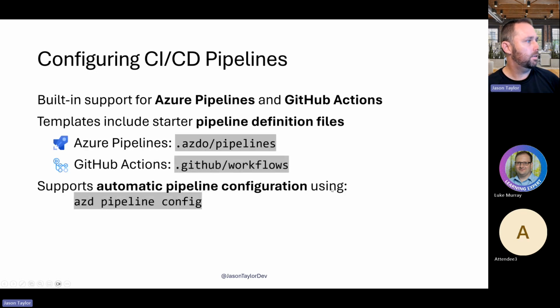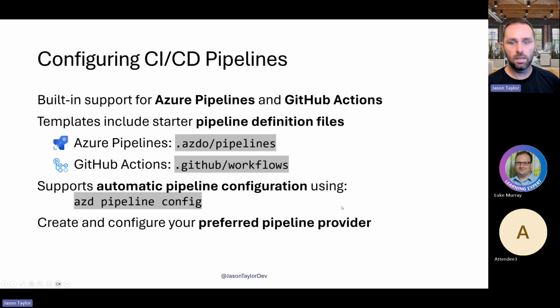So when your pipeline definition is ready, you can use AZD's built-in support for automatic pipeline configuration using the azd pipeline config command, which is a really cool command because it does so much for you. It will create, if necessary, and configure a GitHub or Azure DevOps repository. If you don't have one already in your AZD template, it will provide you with a starter pipeline definition, so you don't have to build that from scratch.